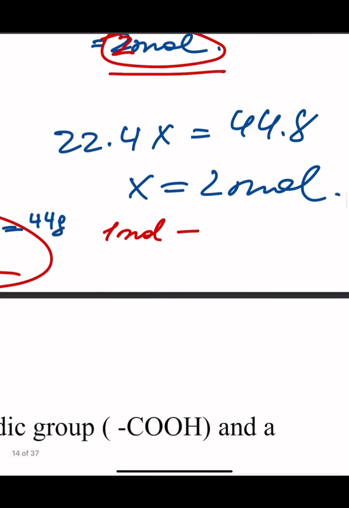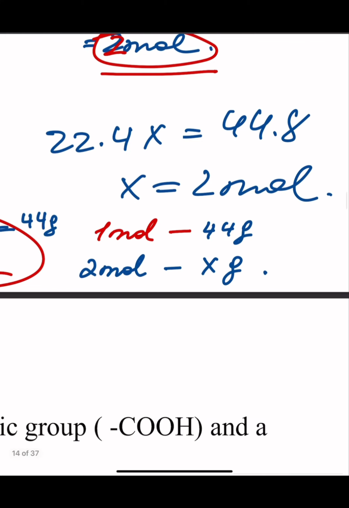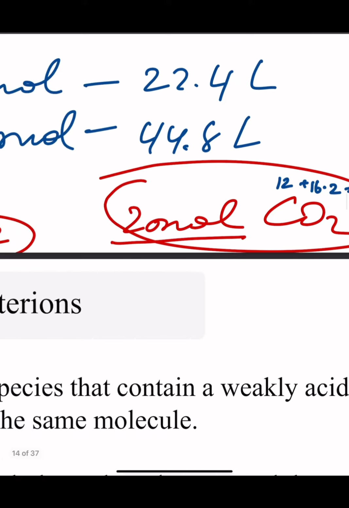So 1 mole is 44 gram. And we know that 2 mole of CO2 were used, so it will be x gram, right? And then from here, you would find that x is 88 gram. So 88 gram of CO2, which is 2 moles, okay?